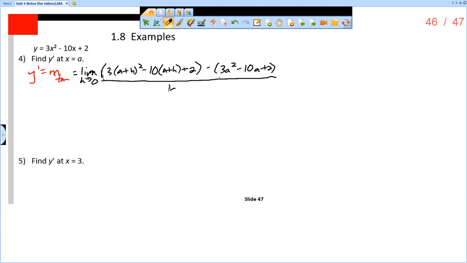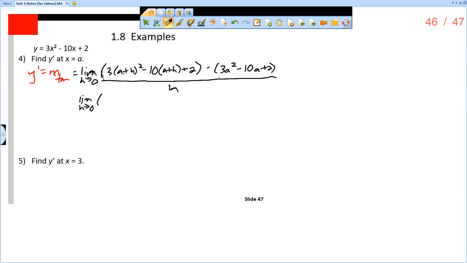h. Now remember that you could have done this with x instead of a, and then you plug a in at the end. When we do the next example, we're going to do the same thing with 3. But remember, if we do all the work with a, then we can just plug 3 into the final result. So, limit as h approaches 0.